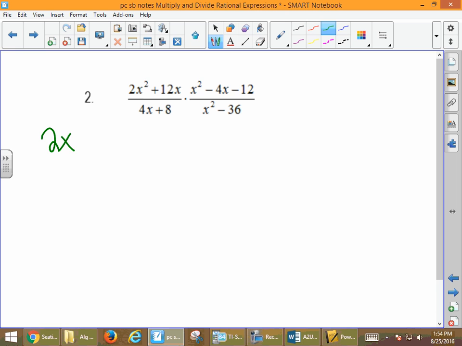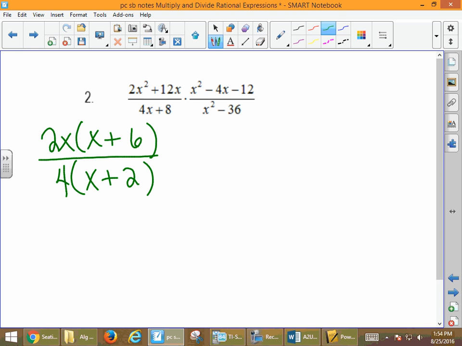again, the GCF is 2x. And when we factor out 2x, we're left with x plus 6. In the denominator, our common factor is a 4, and we're left with x plus 2. By the way, I'm not sure I said it on the last screen, but when we multiply fractions, we multiply the tops together, and we multiply the bottoms together, and then we divide. So we're avoiding doing a whole bunch of multiplication by canceling.